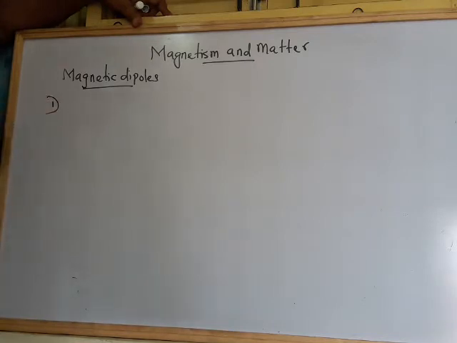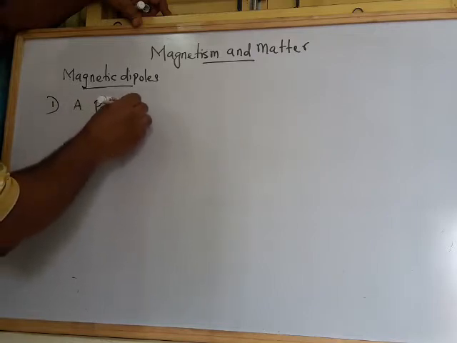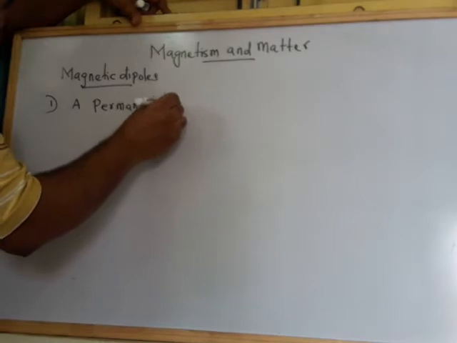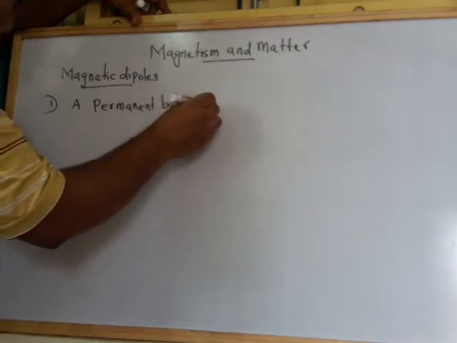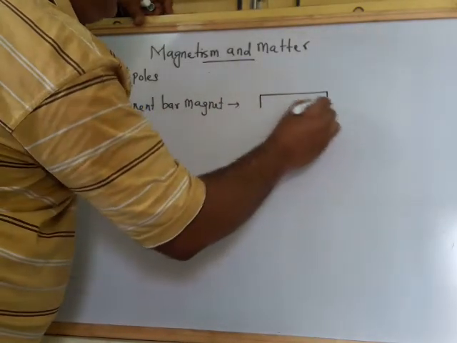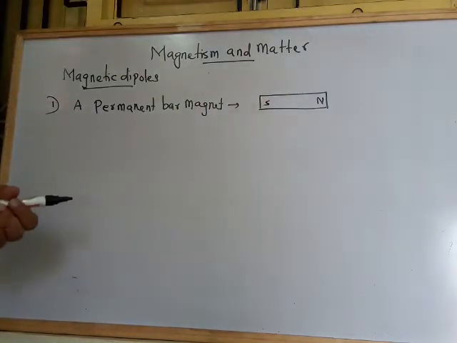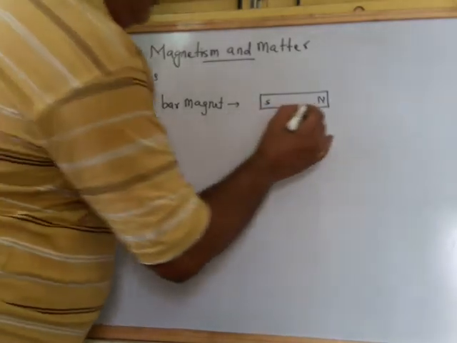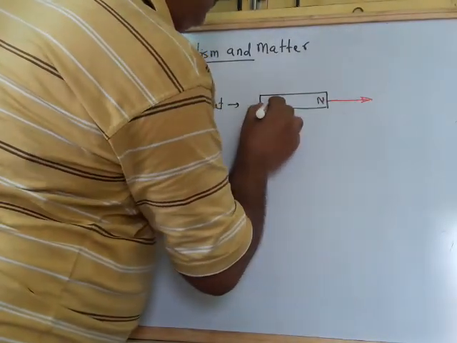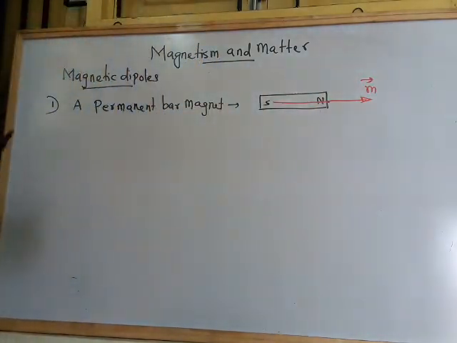The first magnetic dipole, what we know is a permanent bar magnet, which we used to play with in our childhood days. So it looks like this. It has got a north pole and it has got a south pole. It is a permanent bar magnet. The magnetic moment is from the south to north. This is the magnetic moment of this bar magnet.